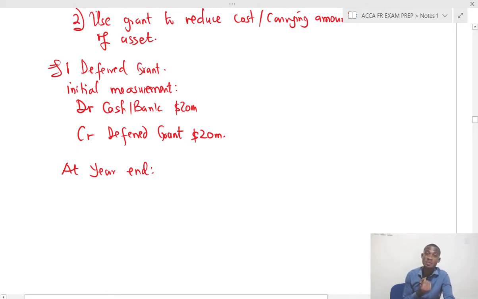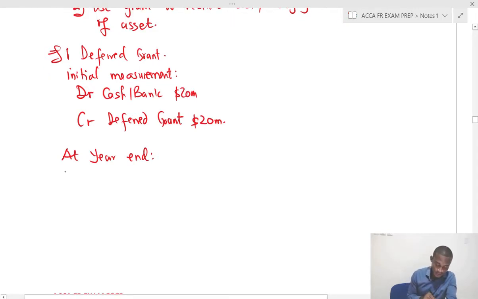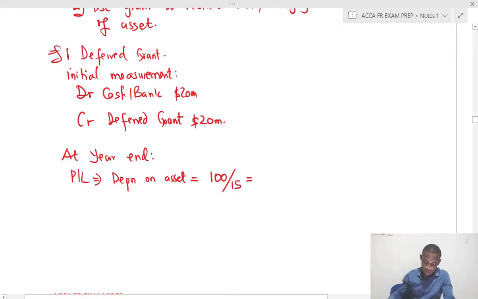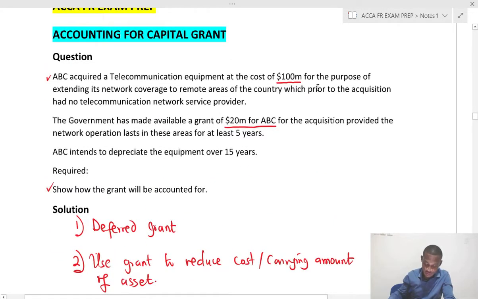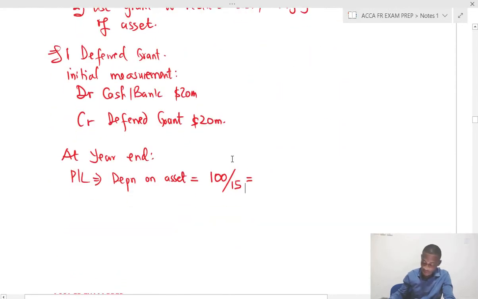So note that if the asset will be depreciated on a straight line basis, the straight line basis will be used to release the grant. If the reducing balance is going to be used for the asset, the entity has to use the reducing balance to release the grant. Now, at the year end, the following have to be noted. In P&L, there will be depreciation on assets, and that depreciation will be the asset value 100 divided by 15, because here it has no residual value. So 100 divided by 15, that's 6.67 million.